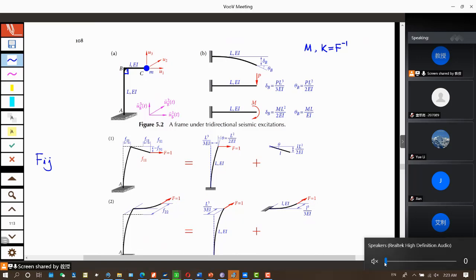So for F something 1, we apply a unit force, F equal to 1 in direction 1, U1. So apply a unit force in direction 1. And then we want to find the displacements in directions 1, 2, 3. The dashed line is the original structure, and so this is F11, the displacement in direction 1 due to a unit force in direction 1.